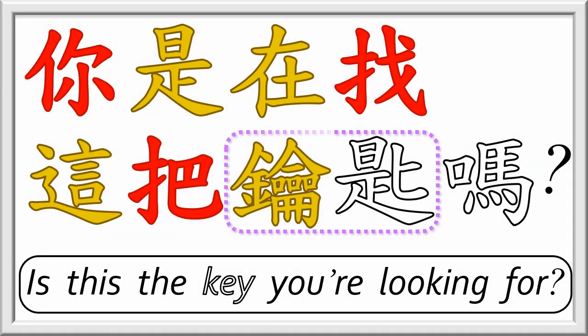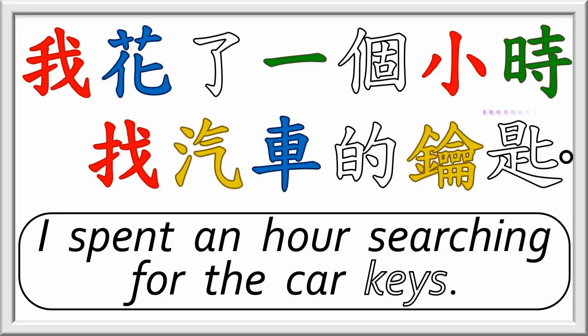Here are 2 sentences using key, pronounced yao shi. 你是在找这把钥匙吗? Is this the key you're looking for? Notice the measure word ba for keys. 我花了1个小时找汽车的钥匙. I spent an hour searching for the car keys.